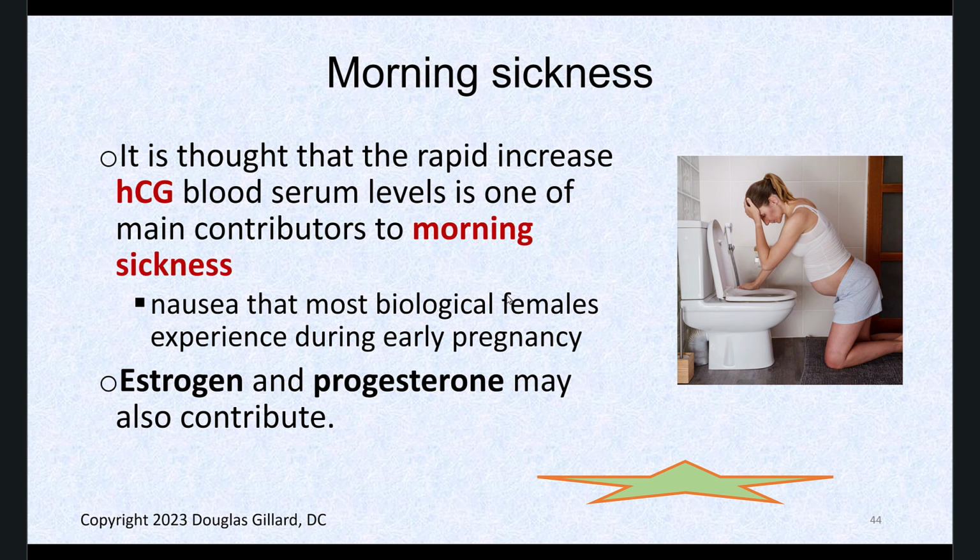Morning sickness. There's a bunch of things that can cause morning sickness, but the number one culprit seems to be the huge increase in HCG that happens. It starts around week 2 or so when it becomes detectable. Some women are affected. My wife wasn't affected at all. She didn't have any type of nausea or anything.